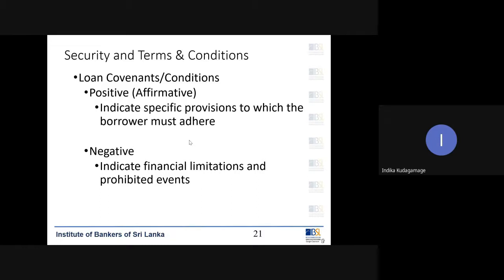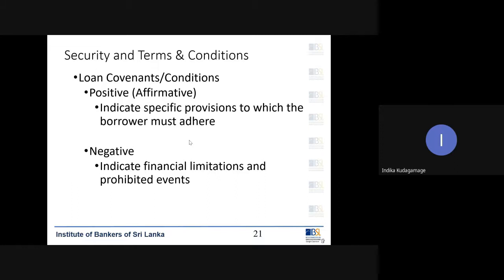Positive covenants are covenants we put when we are giving a loan, which the customer can adhere to, which will not restrict the customer from anything. Like you need to submit annual audited reports, or you need to submit stock statements, debtor statements, right? All those things are positive, affirmative. It does not restrict your business. It is a monitoring tool. It is a maintenance tool only.